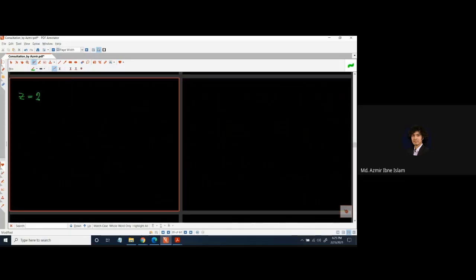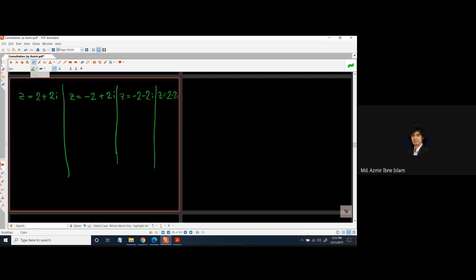z equal to 2 plus 2i, z equal to negative 2 plus 2i, z equal to negative 2 minus 2i, and lastly z equal to positive 2 minus 2i. So I have written here 4 examples.